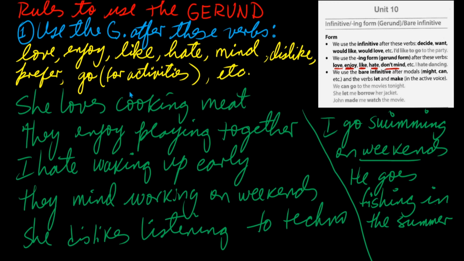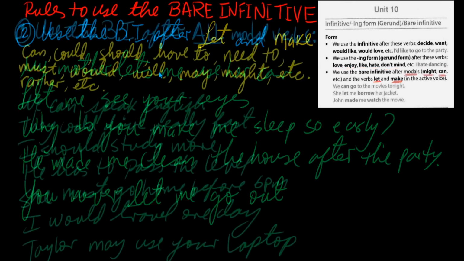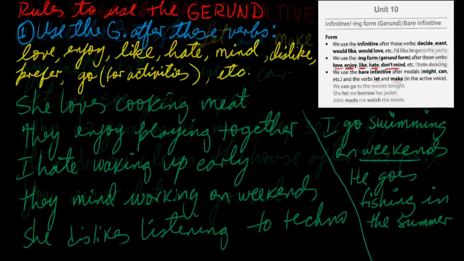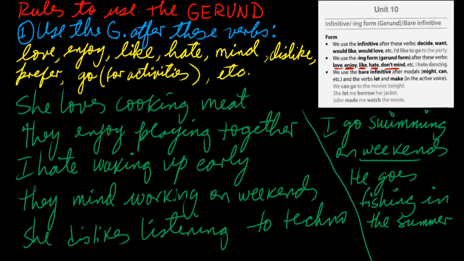So when you have these verbs, no would, it is the gerund. When you have would alone, it is the bare infinitive, because it's right here, in the group of the modal verbs. Okay? But when you have would like, would love, and would prefer, it is the full infinitive. So here you have the gerund for these verbs.